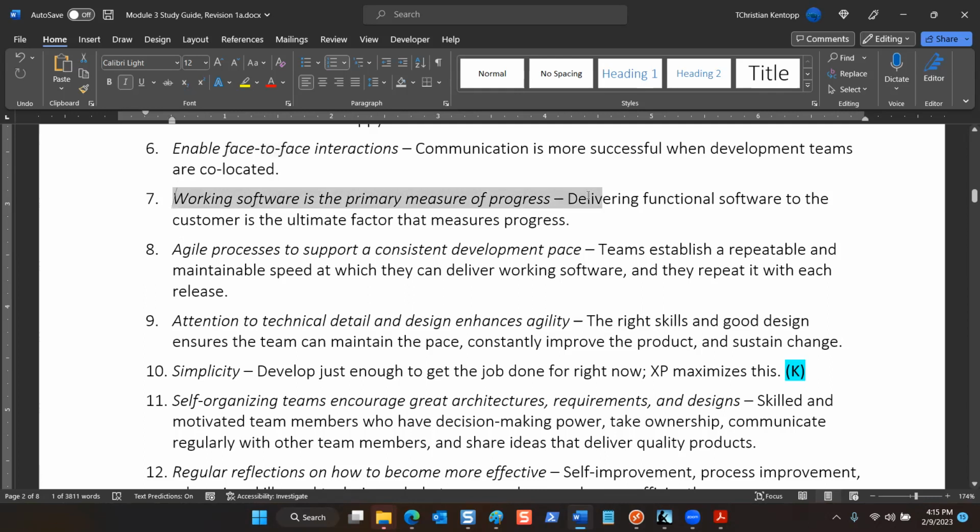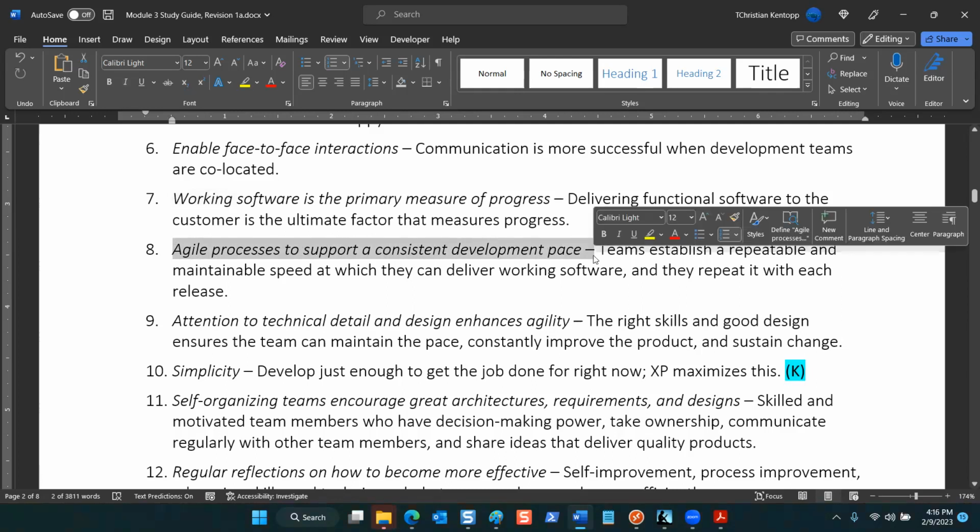Working software is the primary measure of progress. Not milestones, not deliverables. It's not project management with a Gantt chart. It's stand and deliver. Is your stuff, is your junk working or not? To stand or fall. Everybody stands or falls on their own merits. Agile process to support a consistent development pace.